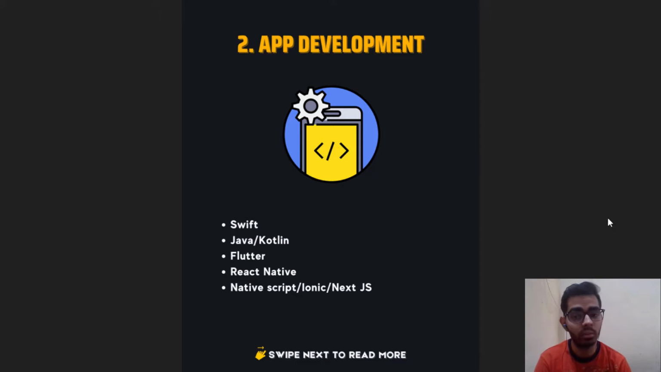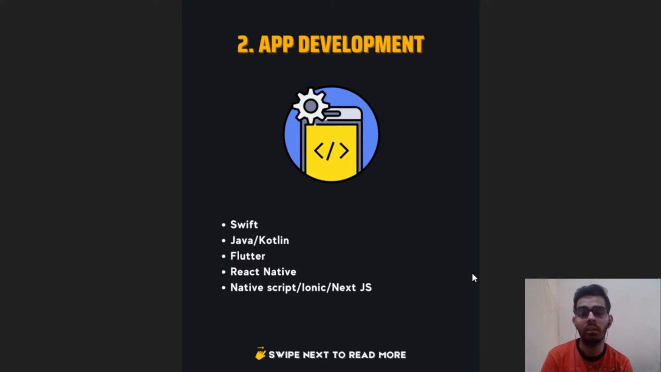You can build the projects in Swift, or you can build in Java or Kotlin, or you can use the framework Flutter, and you can also use the framework React Native, which is based on JavaScript. Other than that, you have frameworks like NativeScript, Ionic, Next.js, etc. By using these things, you can start your app development journey because the app development market is booming. So many companies are waiting for app developers.